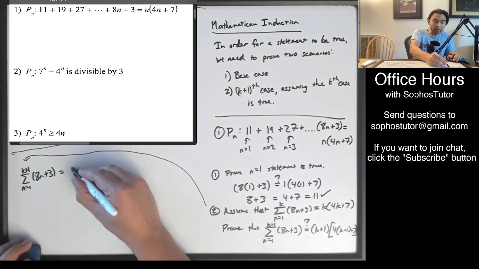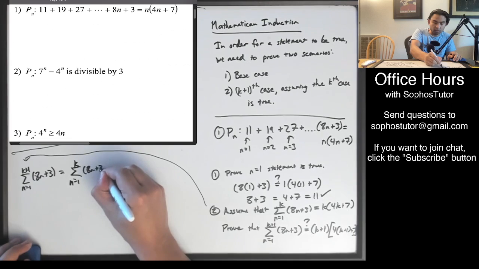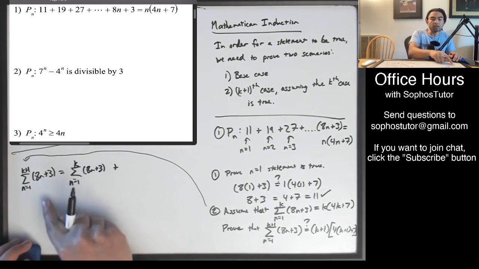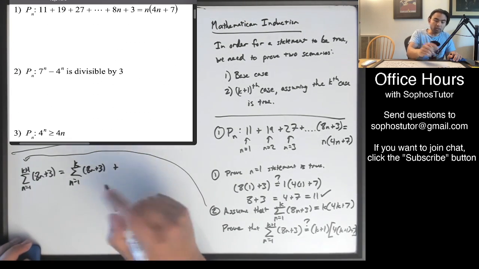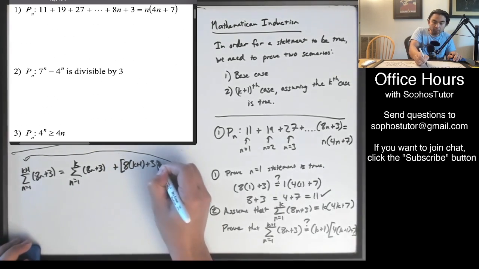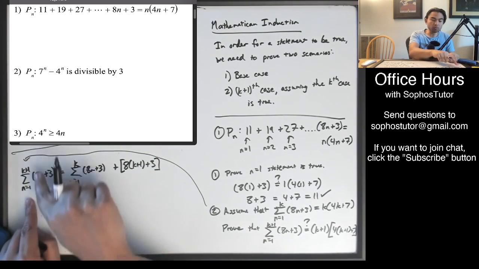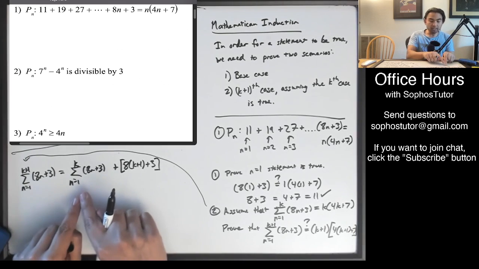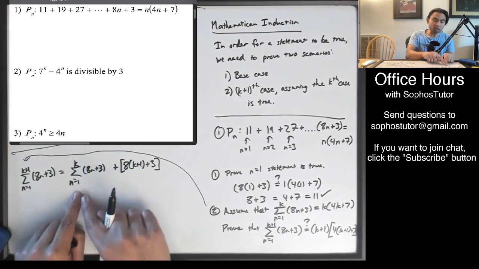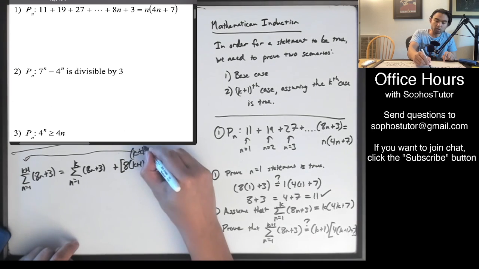Well, this is the same as adding all the kth terms together of 8n plus 3, plus adding one additional term, which is the k plus 1th term. The k plus 1th term is 8 times k plus 1 plus 3, right? So the summation of the first term to the k plus 1th term is equal to the summation of the first kth terms plus the k plus 1th term. So this is the k plus 1th term.